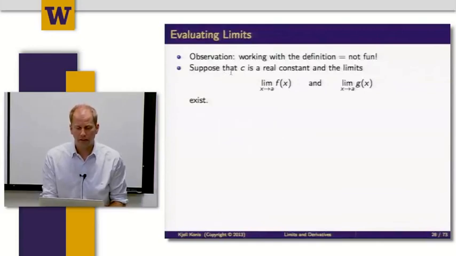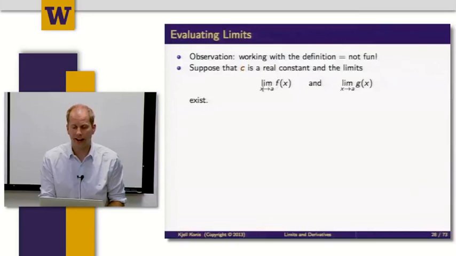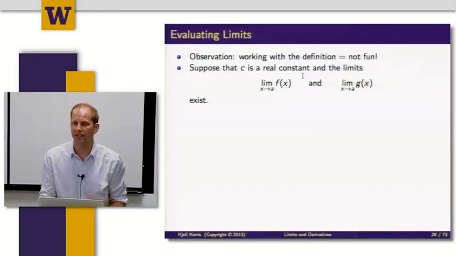So I'm going to suppose that c is a real valued constant, and that the limits as x goes to a of f of x and as x goes to a of g of x both exist. So they don't necessarily need to be finite, but they need to be something that I can make sense of. So they can't be 0 divided by 0, infinity divided by 0, infinity divided by infinity, things like that.